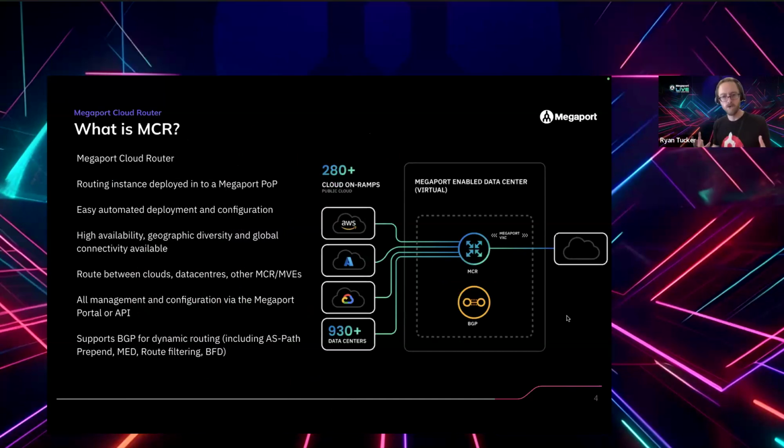MCR, Megaport Cloud Router, is basically the cloud router product that Megaport provides. Although it says cloud, it doesn't have to be used for routing between clouds. That's just probably the most common use case.